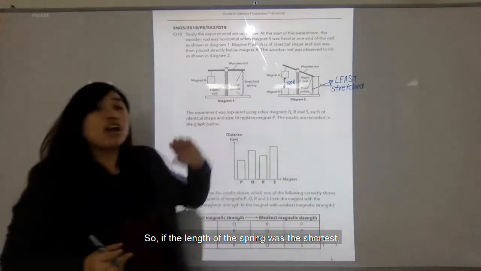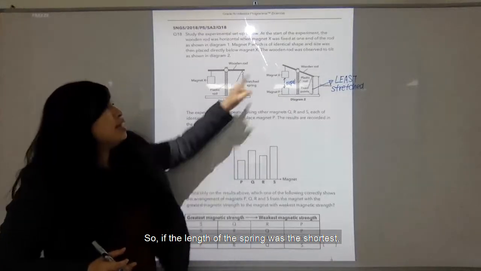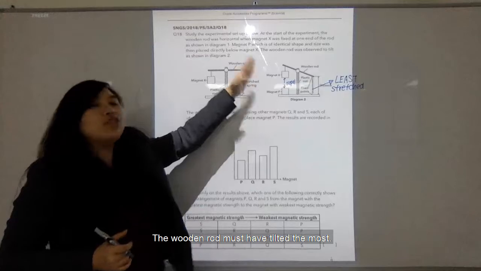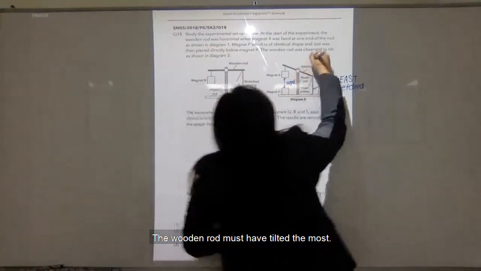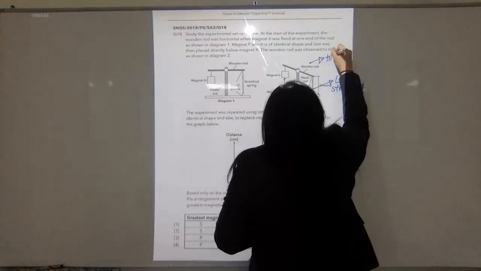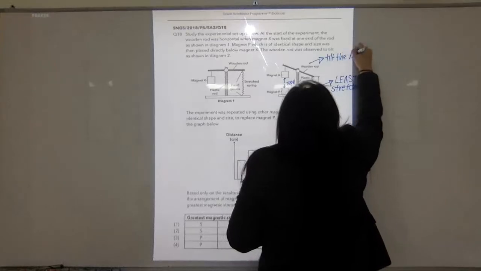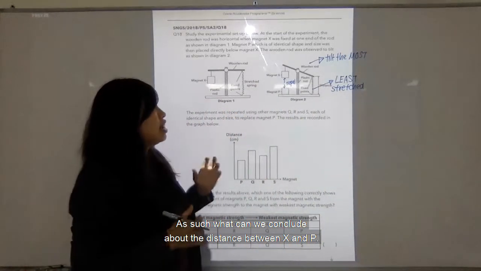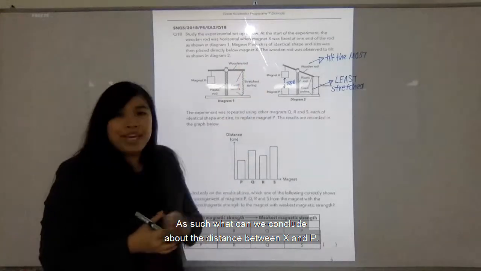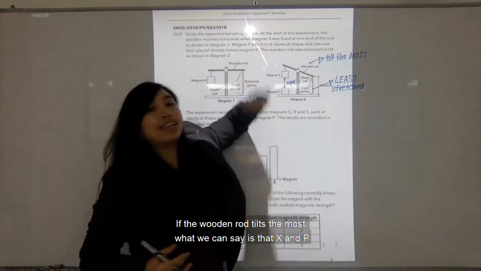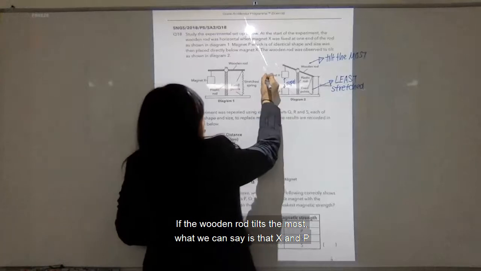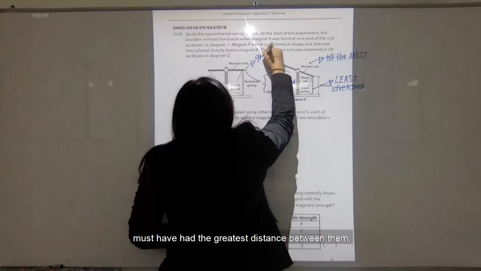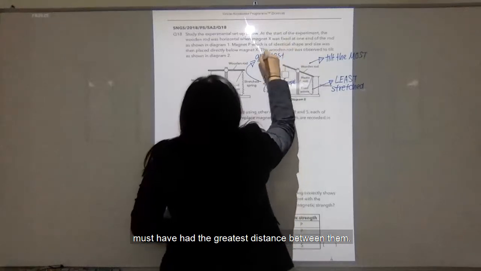So, if the length of the spring was the shortest, did the wooden rod tilt the most or the least? The wooden rod must have tilted the most. As such, what can we conclude about the distance between X and P? If the wooden rod tilted the most, what we can say is that X and P must have had the greatest distance between them.